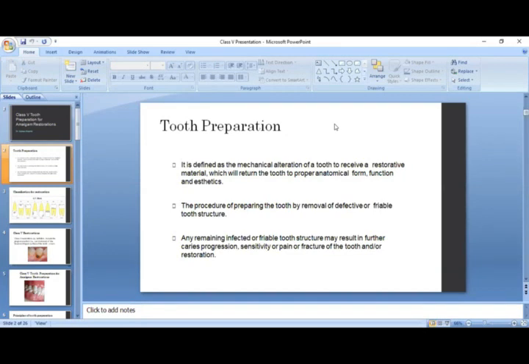It may cause sensitivity to the cold, sensitivity to the hot, or it may cause pain, or the tooth structure will fracture easily because you put the restoration on a defective tooth structure. So when that tooth structure fractures, definitely the restoration or the filling will be lost. I hope everything is clear now.